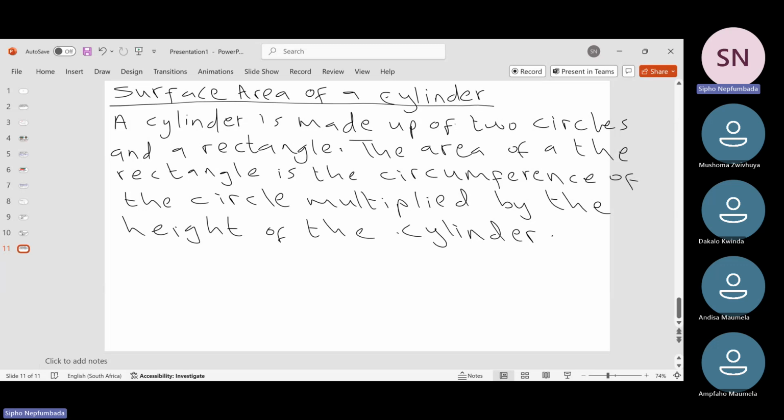So you must be careful to take note whether the cylinder is open or closed. If the cylinder is open, the formula for the surface area has to be adjusted. Are we still together? If the cylinder is open, the formula for the surface area must be what? It has to be adjusted. Guys, are you still with me? Yes, we are here.